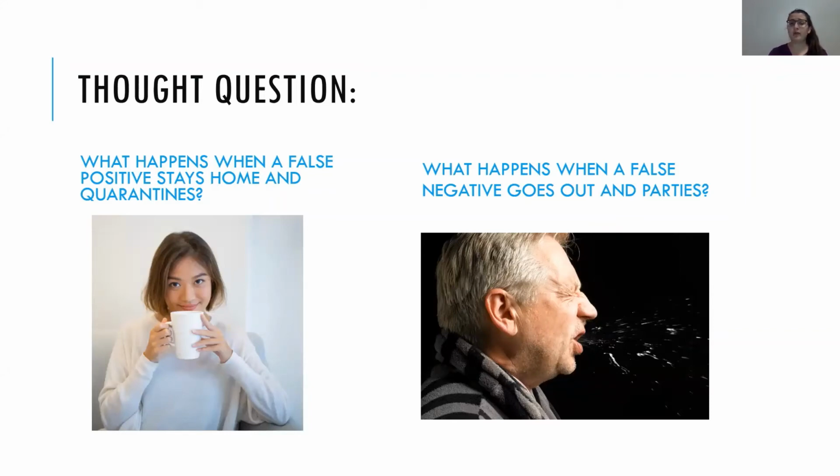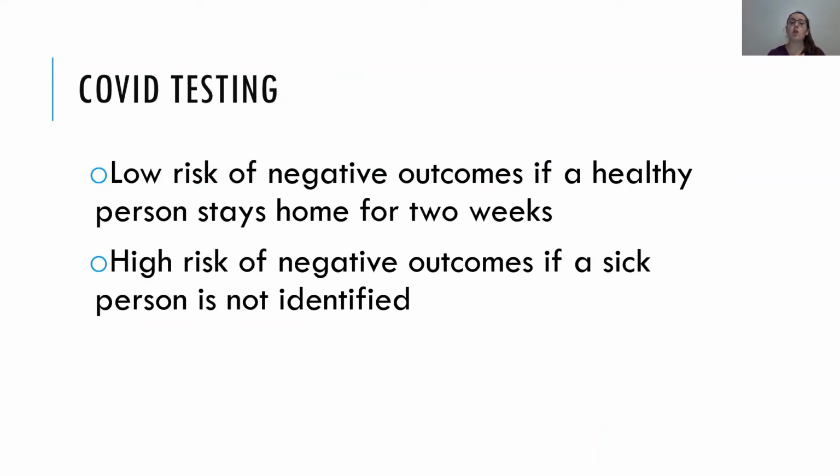But what happens if you get that false negative? If you're actually sick and your test comes back and says that you don't have COVID when you actually do, we don't want those people to be going out in public, unknowingly spreading the disease, especially if they're asymptomatic. So it's more important to make sure that we're minimizing those false negatives, not as much of an importance to minimize those false positives. Because if we think about it, there's a low risk of negative outcomes if a healthy person stays at home for 2 weeks, but there's a really high risk of negative outcomes if that sick person isn't identified.